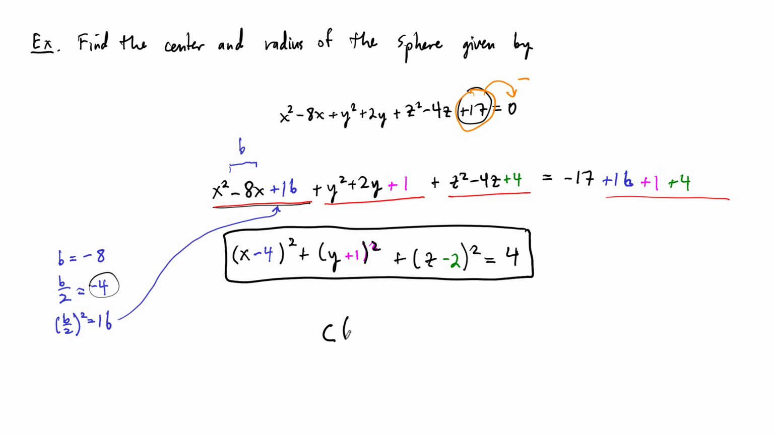So the center is the point whose coordinates are the opposites of these numbers. It was always x minus h, y minus k, z minus l, right? So this is going to be (4, negative 1, 2) for the center of this sphere. And the radius rho is the square root of this number. So the square root of 4 is 2. And so the equation we were given represents the sphere centered at the point (4, negative 1, 2), whose radius is 2.